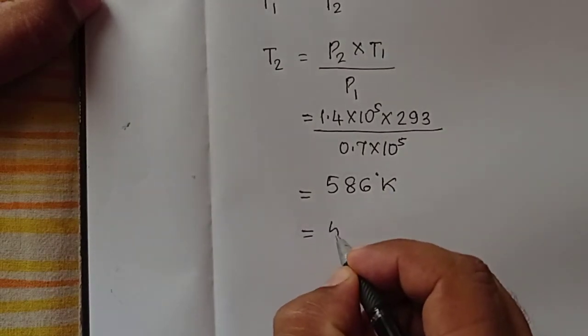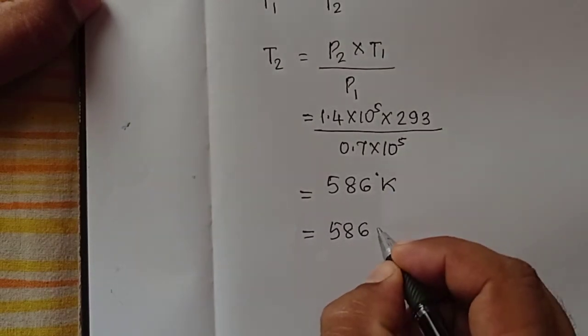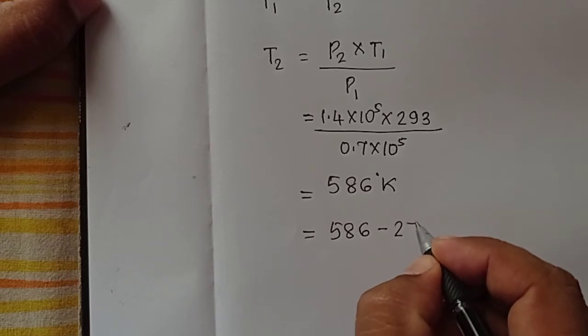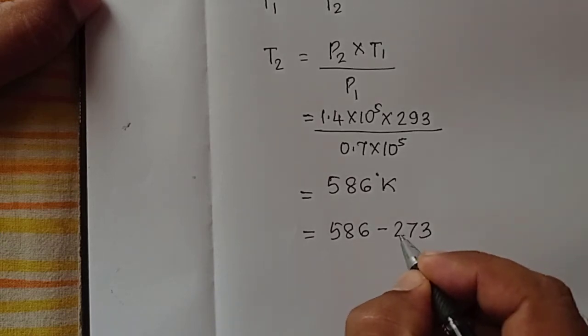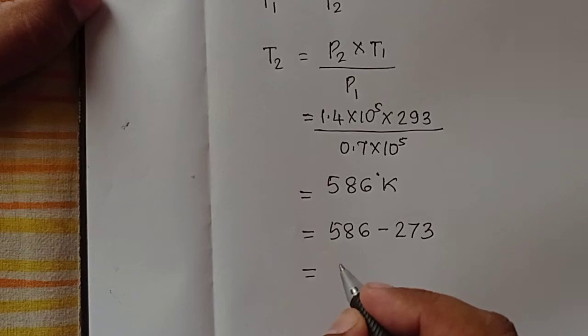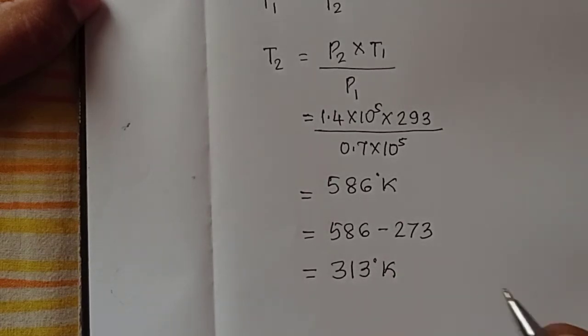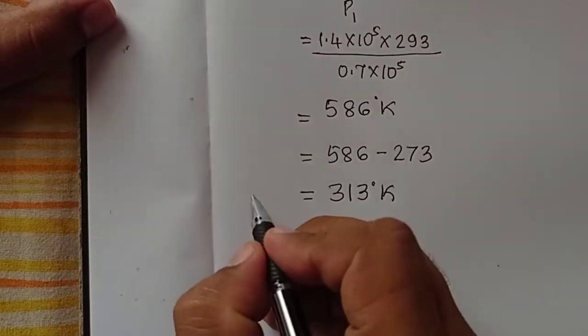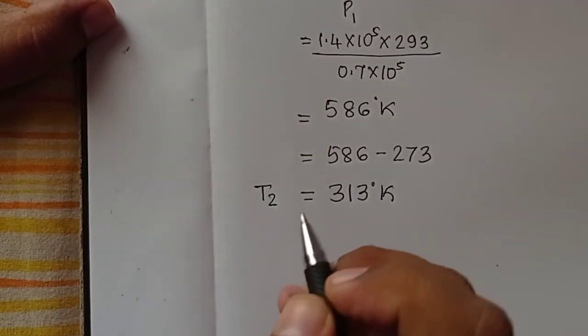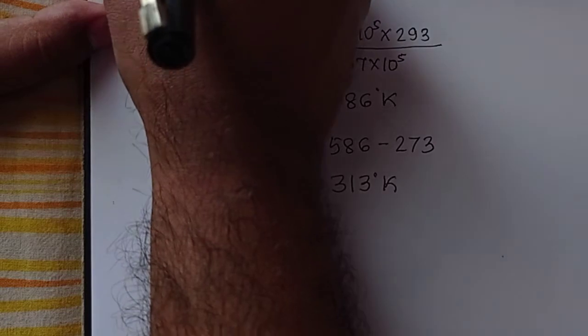You can subtract 273 from this, and you will get the answer in terms of degree centigrade. So it is 313 degree centigrade. So that is the value of T2. This is the first thing we have found out in the problem.